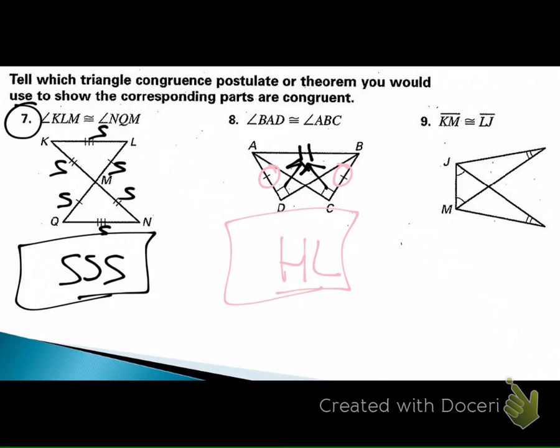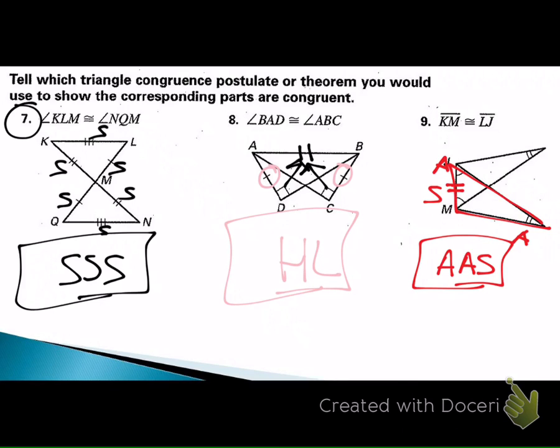All right, and then the last one. This segment, JM, is in both, so I'm going to label it. So if I focus on each triangle, I have an angle, then an angle, then a side, right? Like this guy. Okay, so that's AAS.